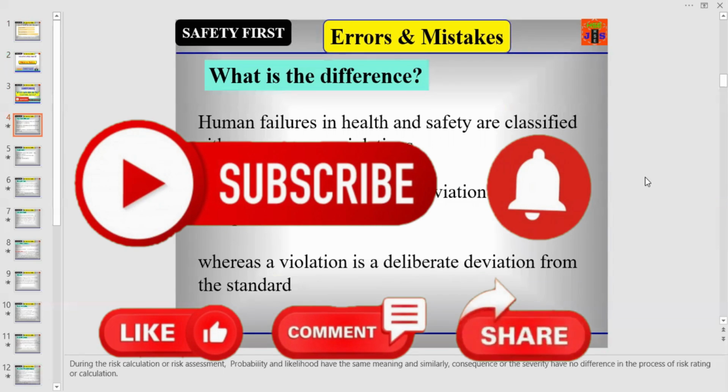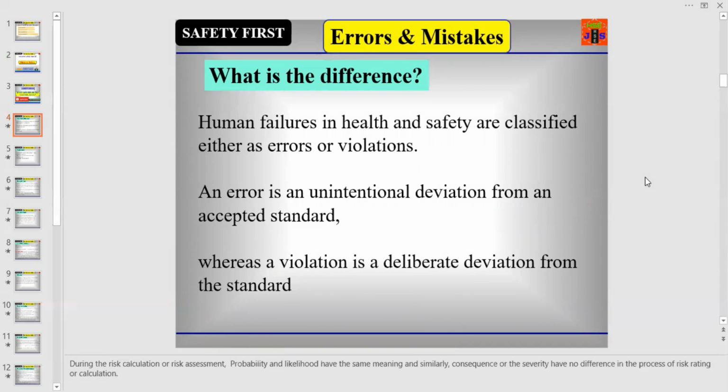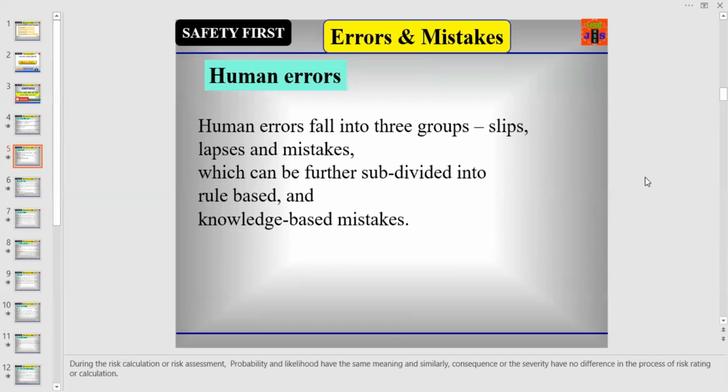First of all, let us understand what is the difference between errors and mistakes. An error is an unintentional deviation from an accepted standard, whereas a violation is a deliberate deviation from the accepted standard. Dear friends and fellows, human errors fall into three groups: slips, lapses, and mistakes, which have been further subdivided into rule-based and knowledge-based mistakes.